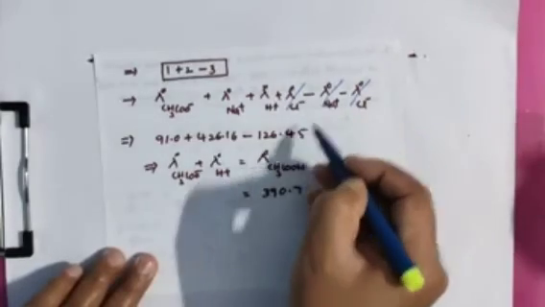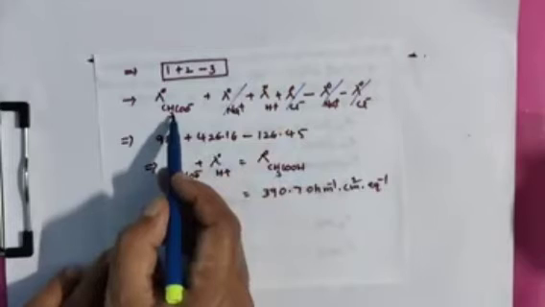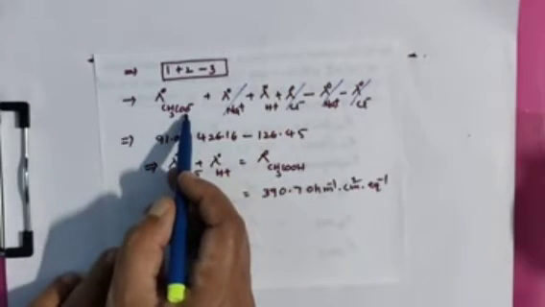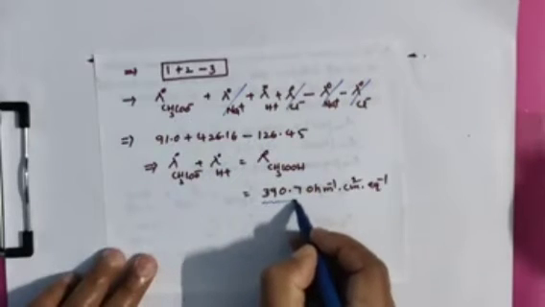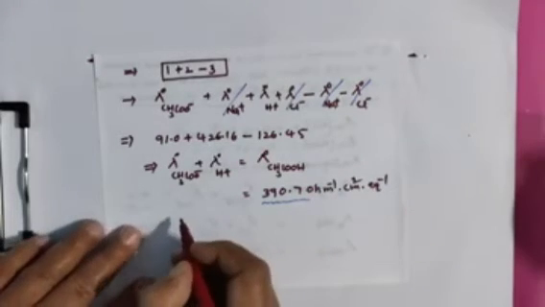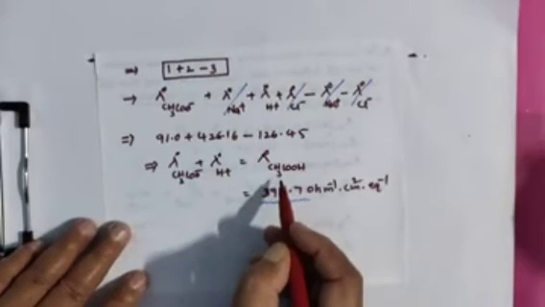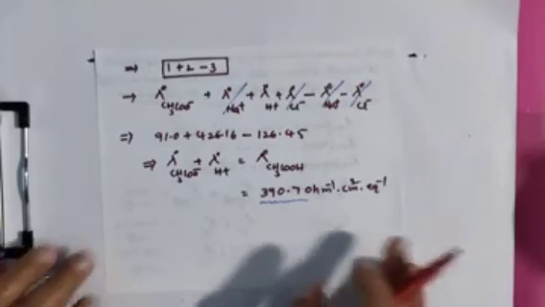Na minus and Na plus get cancelled. Remaining what we have? CH3COO minus and H plus. By adding this you are getting 390.7 ohm meter inverse centimeter square equivalent inverse. And this is the method to calculate equivalent conductance of acetic acid. And this is one problem we have.